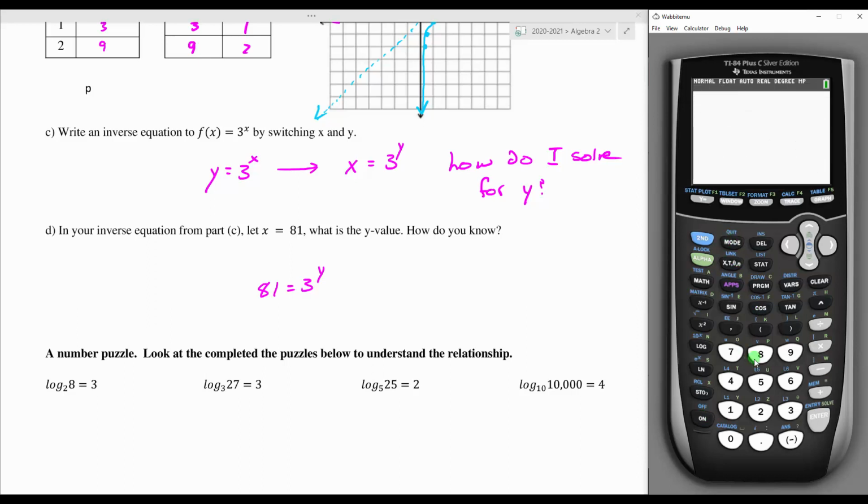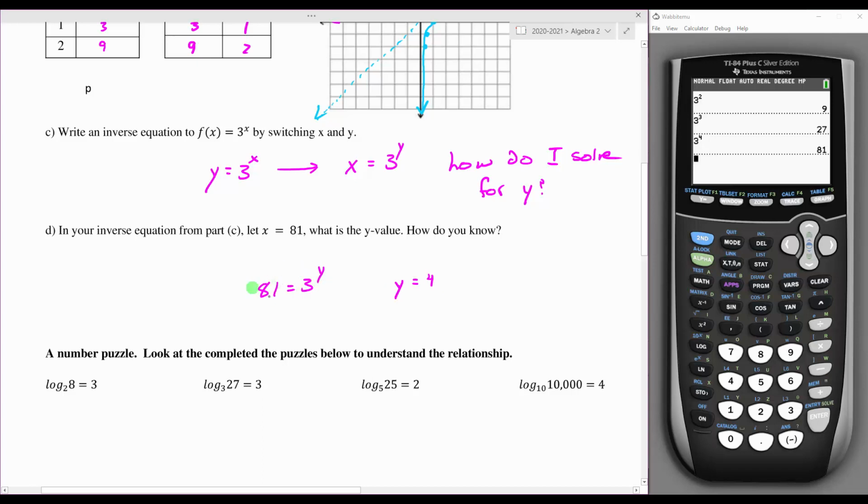Okay, so for instance, I could say, let's try 3 to the second power, right? If I do 3 to the second power, I get 9. Well, we need 81, so maybe 3 to the third power. And we try it again. We say, okay, well, that's 27. It's getting bigger, so let's try the next one. Let's do 3 to the fourth power. And there we go, we get 81. So using a little bit of trial and error, we could figure out what that y value is supposed to be, right? So we can say, well, y equals 4.